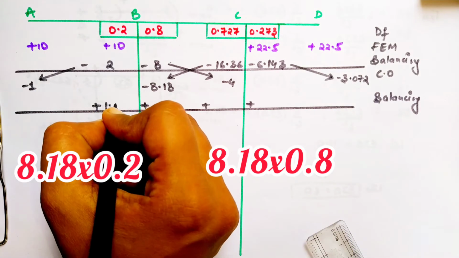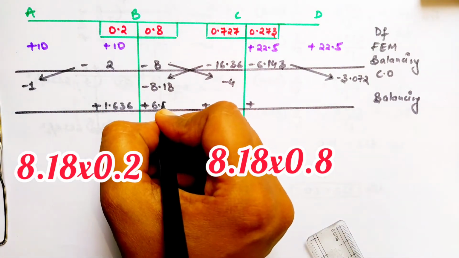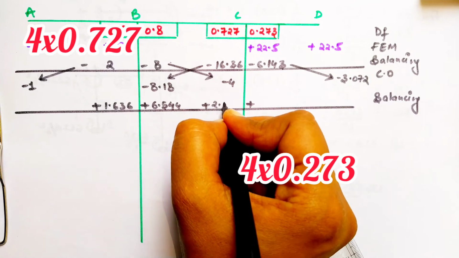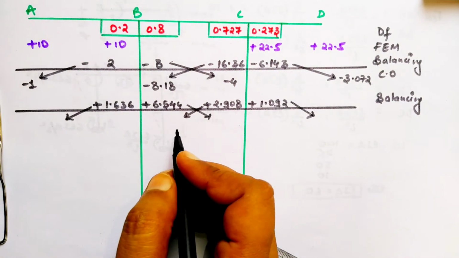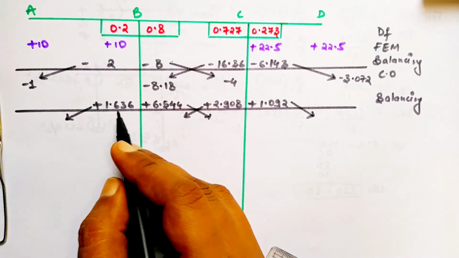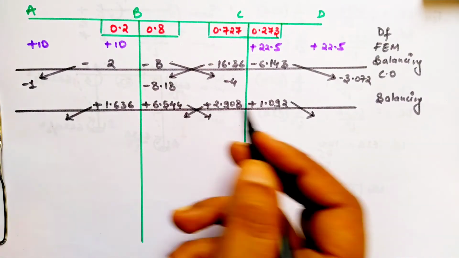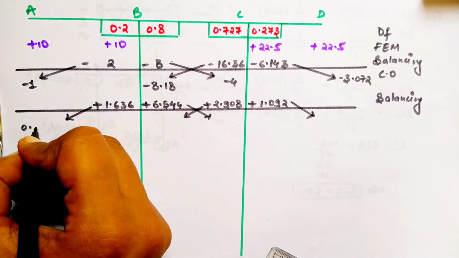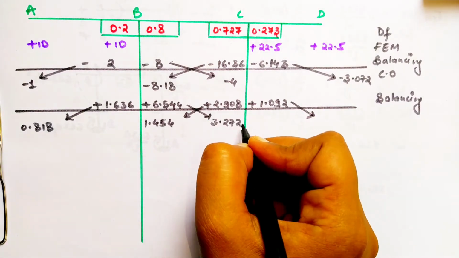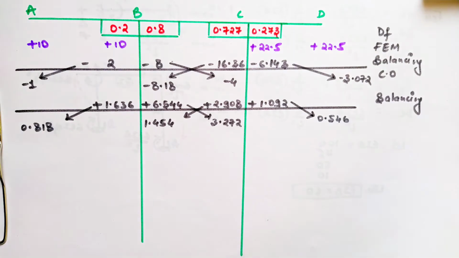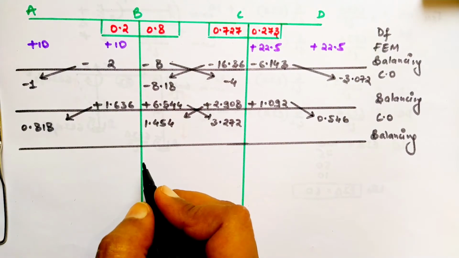Opposite sign, multiply by DF, write it down. Then just shift it to the nearby support, what we have done earlier. Divided by 2 with the same sign, and this is all carryover which we carry over to the next joint.